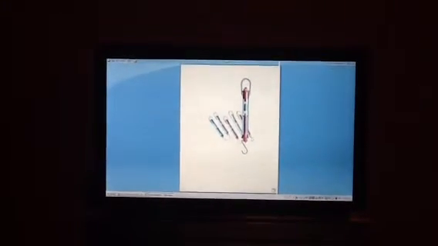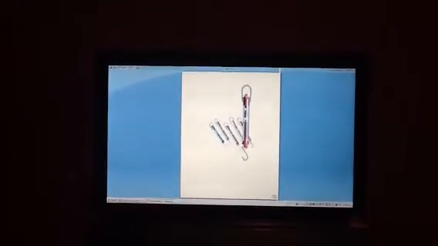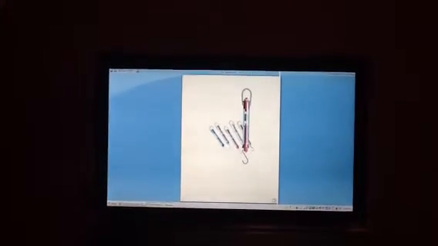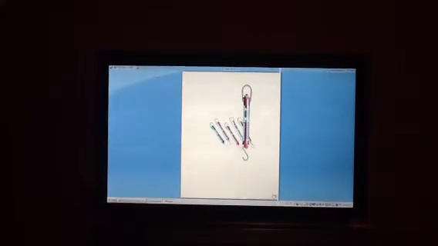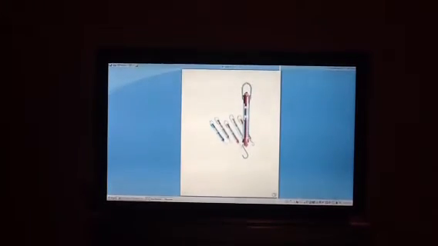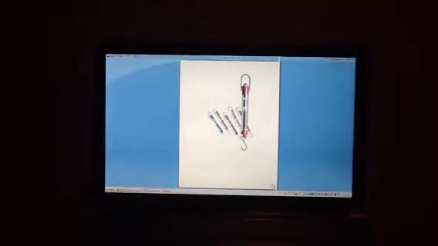These here are spring scales. They're used to measure the mass of something in grams, or the weight of something in grams. You'll also see later when we get to physics how we can use the spring scales to measure force as well. To measure force.